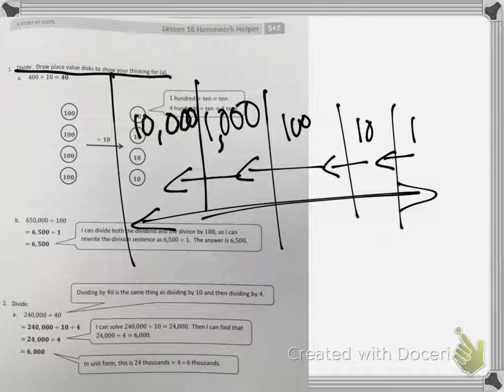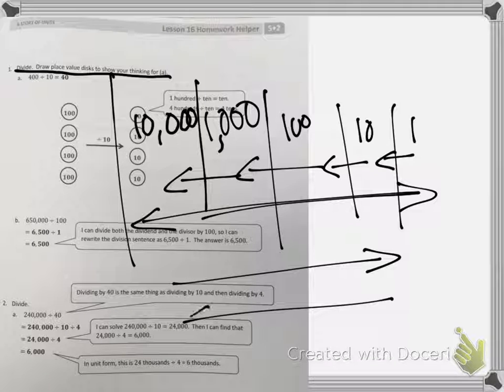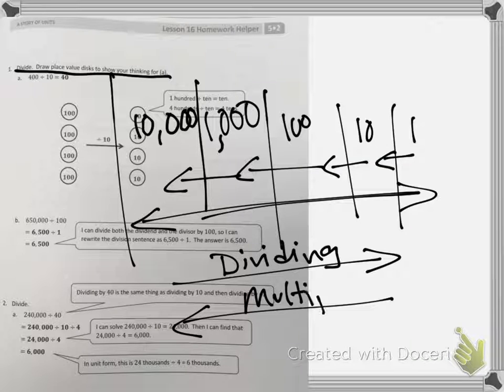Now that we're dividing, the students are realizing now we're going back down it. When multiplying, we went up. So dividing goes down the place value. Multiplying goes up the place value. Typically, our numbers get bigger when we multiply, and typically our numbers get smaller when we divide.